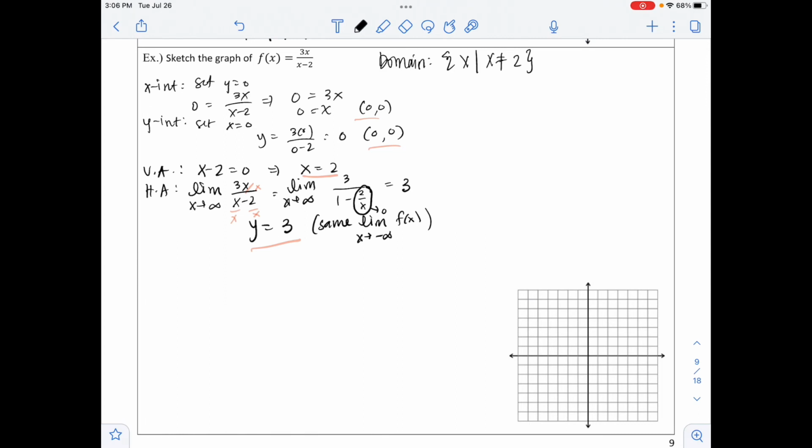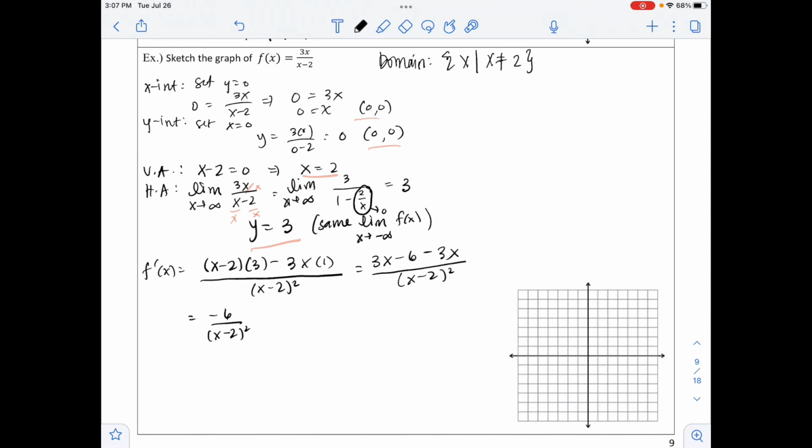The next thing that we need to do is find our first derivative. And our first derivative, f prime of x, is going to be, using the quotient rule, x minus 2 times the derivative of the top, which is just 3, minus the top times the derivative of the bottom, all over the bottom squared. And so this works out to being 3x minus 6 minus 3x over x minus 2 squared. And so simplifying this, we just get negative 6 over x minus 2 squared.